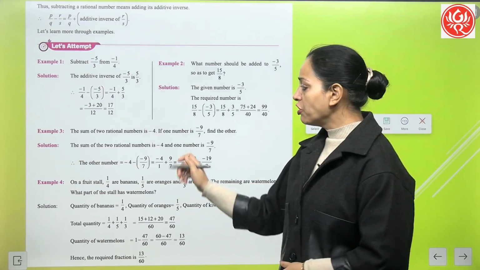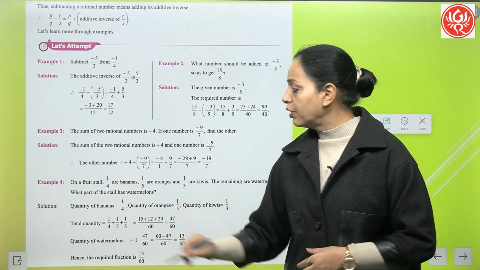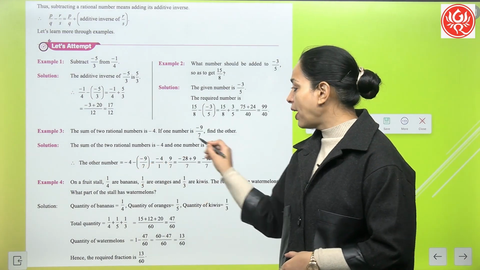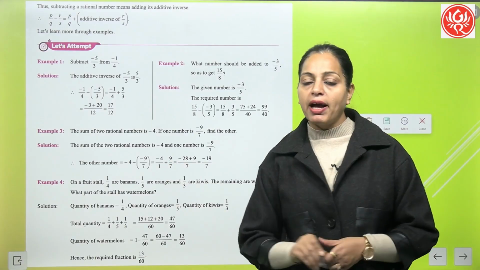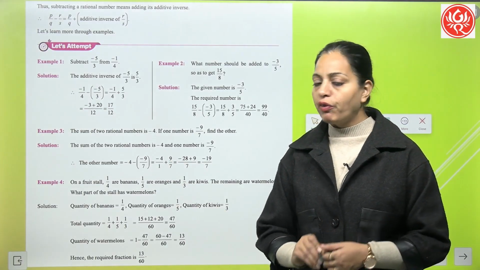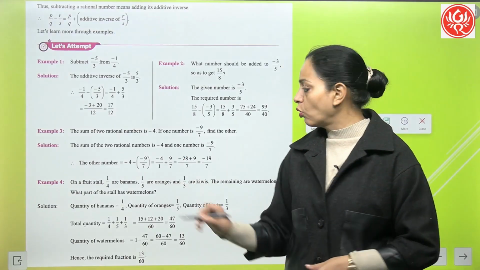The sum of two rational numbers is minus 4 and one number is minus 9 by 7. So the other number is the sum minus this number. So minus 4 minus bracket minus 9 by 7. How can we write it? Minus 4 plus its inverse, 9 upon 7.